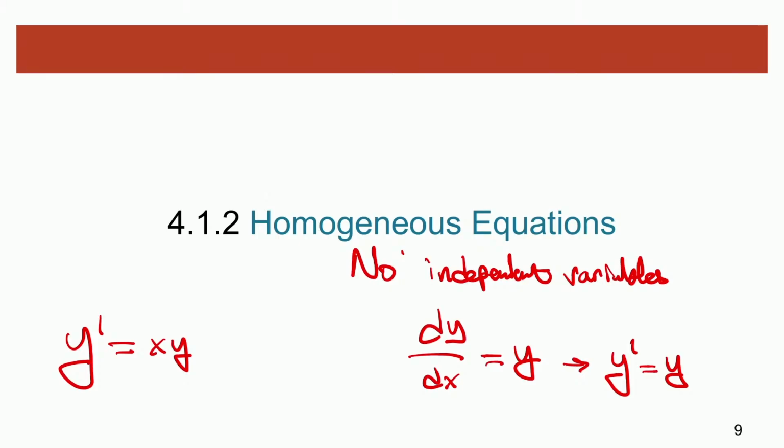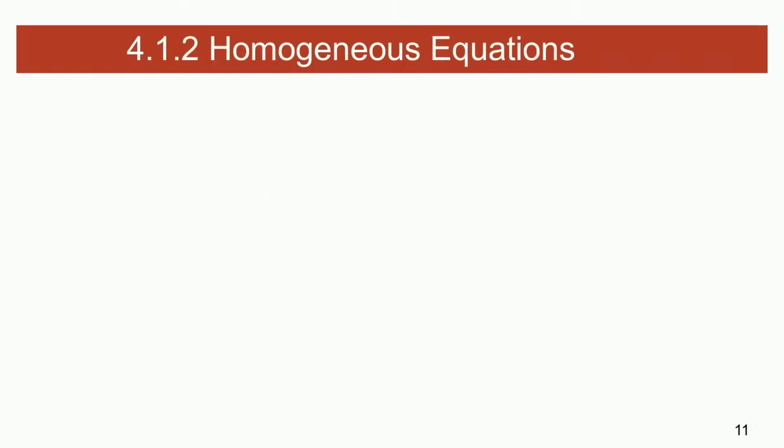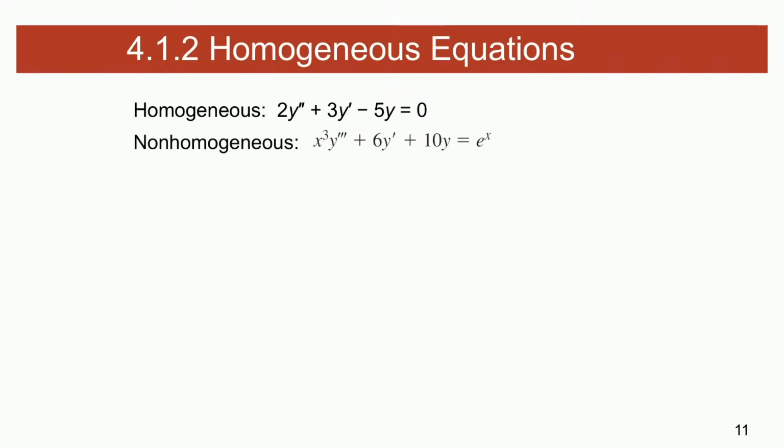So we're going to be focused on, here's a couple of examples. Here's a second order homogeneous differential equation: 2 times the second derivative of y plus 3 times the first derivative of y minus 5 times y equals 0. And then this is non-homogeneous, where you have the x there, the x cubed, and then the e to the x. So that's the difference between homogeneous and non-homogeneous.